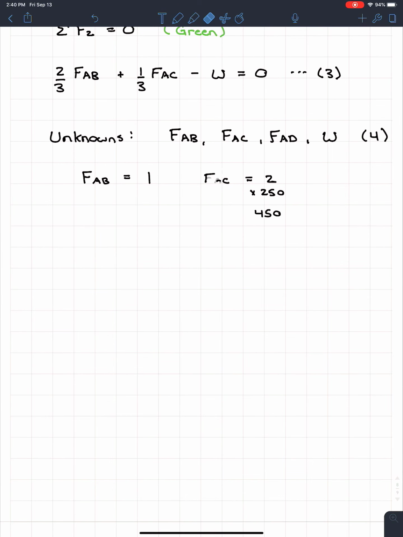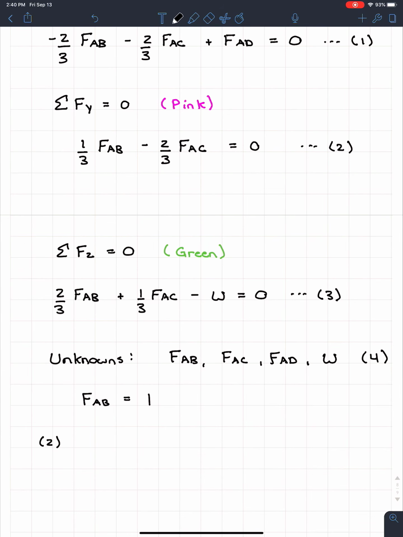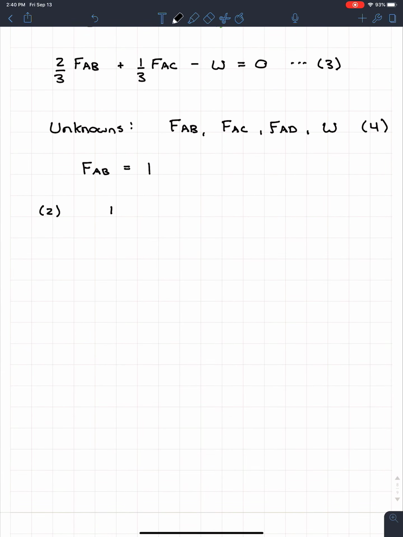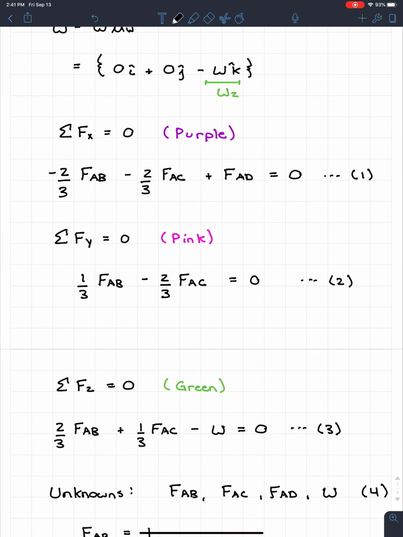So what I'm going to do is I'm just going to start by saying FAB is equal to 1. And if I look up at our unknowns now, we know FAB now. Well, we don't really know it, but we have a value for it. 3 equations, 3 unknowns, we're good to go. So what I'm going to do is I'm going to start off with equation 2. And what that is, sum of the forces in the y, because what I get is 1/3 FAB is equal to 2/3 of FAC. And that's it. There was only 2 components. It's a nice one to start off with.